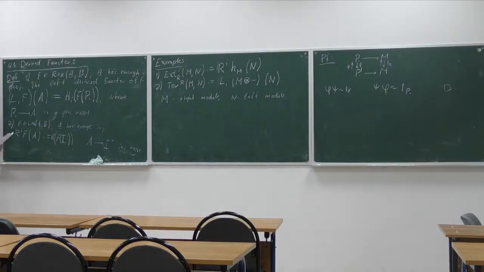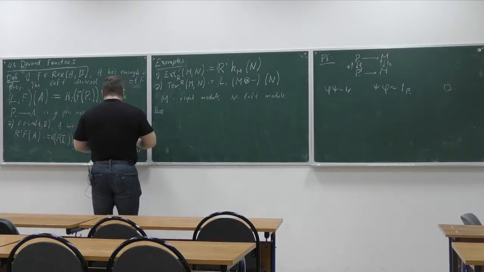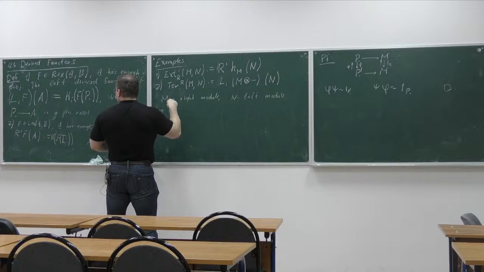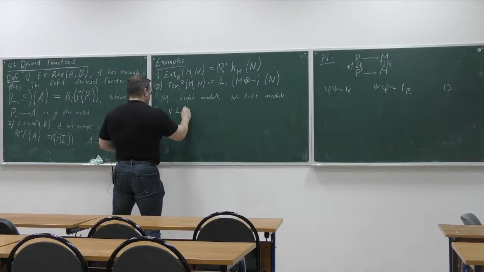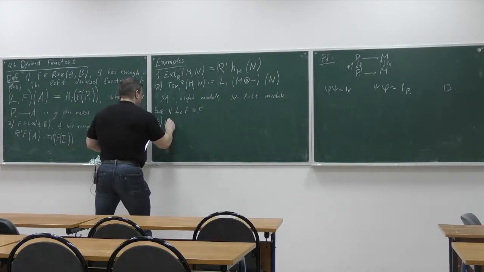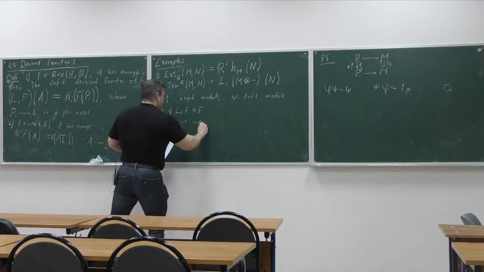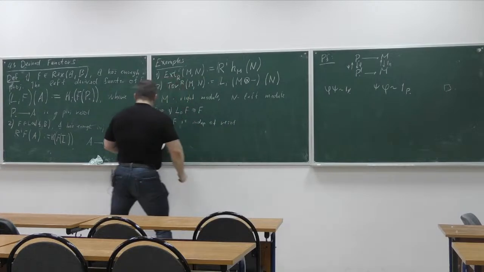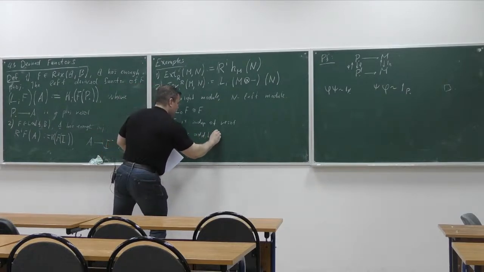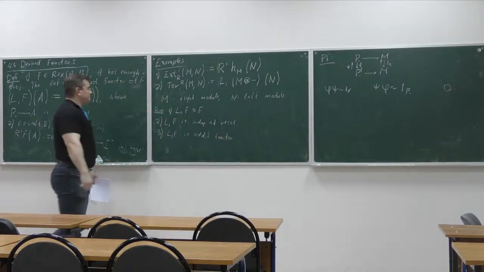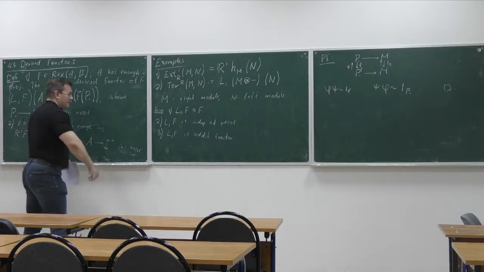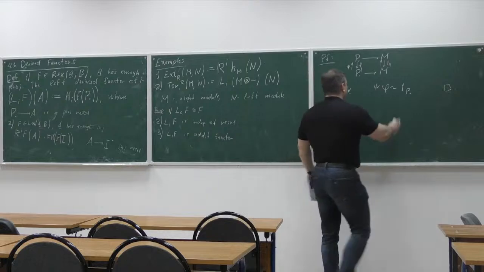Now let's return to the general definition and prove a proposition summarizing the basic properties of the derived functors. So first is that L0 of f is isomorphic to f. Second, that Li of f is independent of resolution, and third, Li f is an additive functor. Yeah, so that's true.